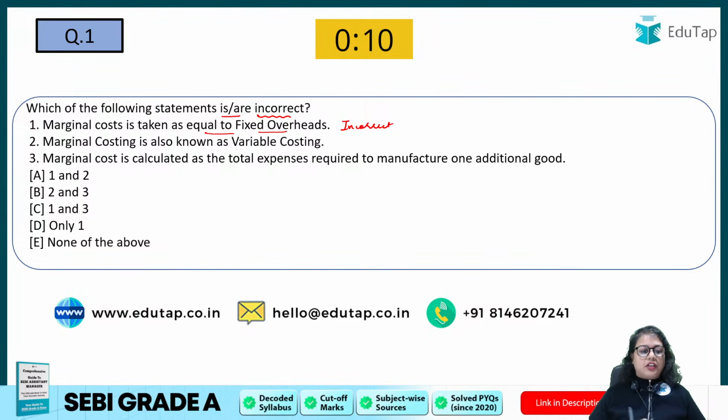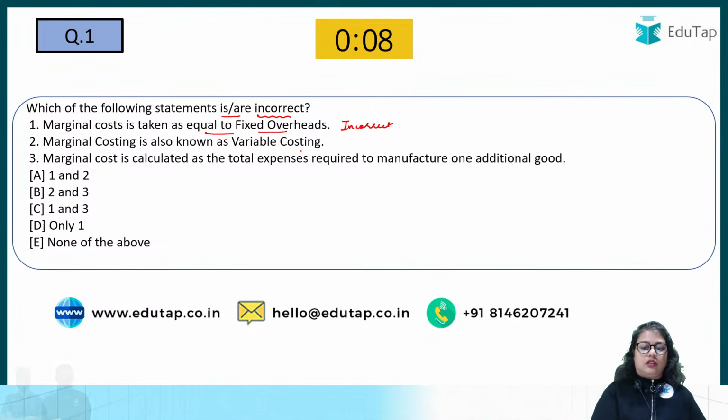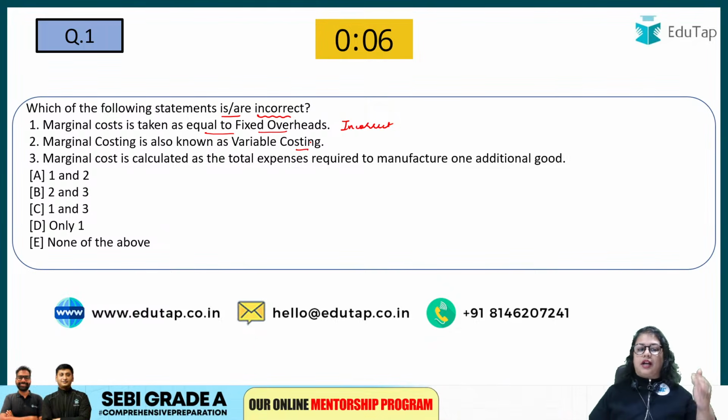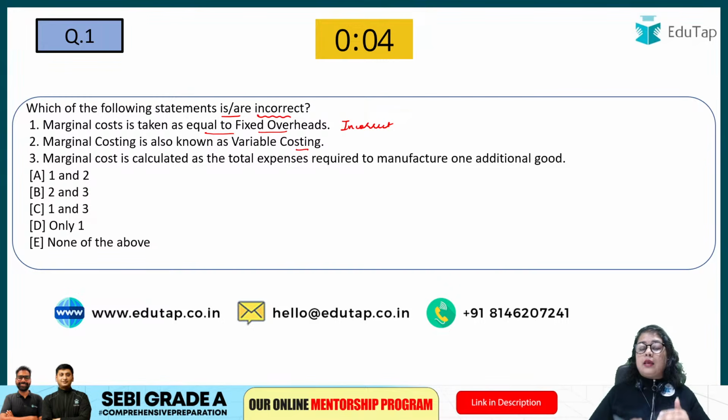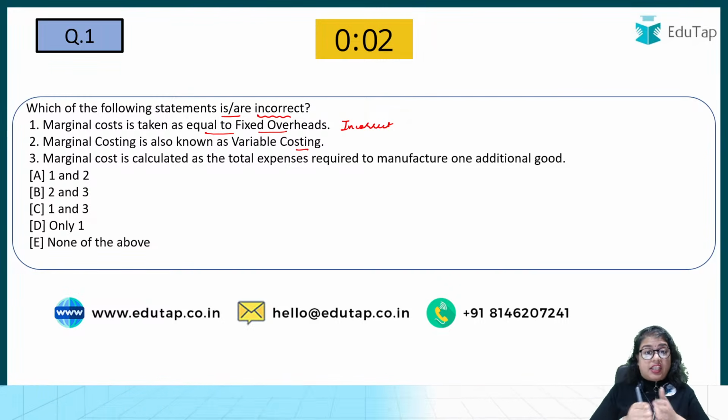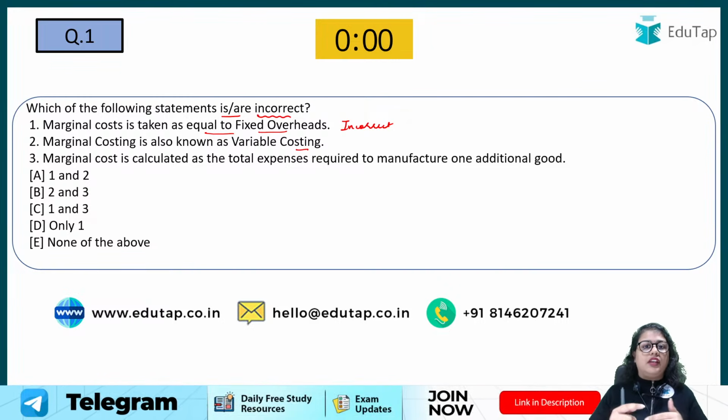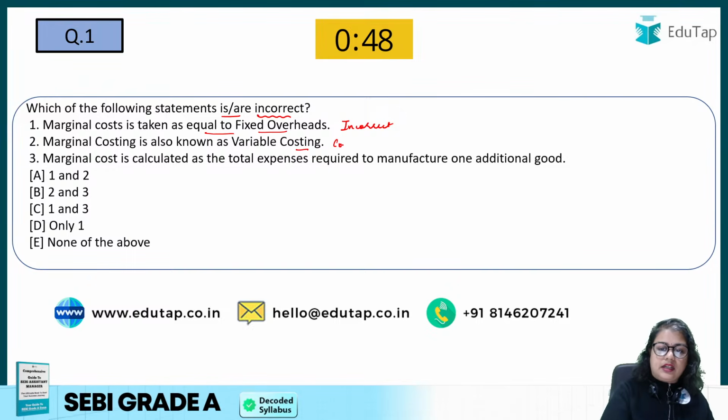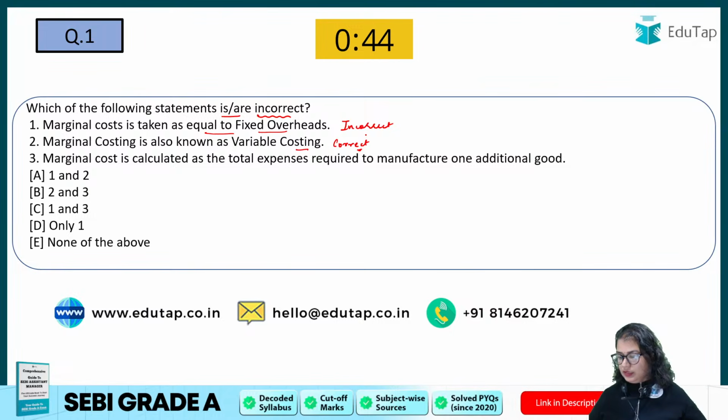Second, marginal cost is also known as variable costing. Yes. Why? Because what is marginal cost first of all? It says that the change in the total cost when we are producing one more unit of product. Right, so that change in the total cost is because of the variable cost, isn't it? So hence this statement is correct. That is why this marginal cost is also known as the variable costing.